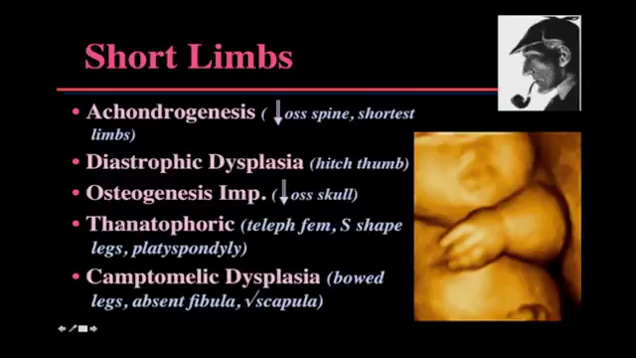By far the most common skeletal dysplasia is this one. And this is associated with the old-fashioned telephone receiver, S-shaped femur, S-shaped lower extremities, platyspondyly, and very, very narrow chest and short ribs. And this is by far the most common.